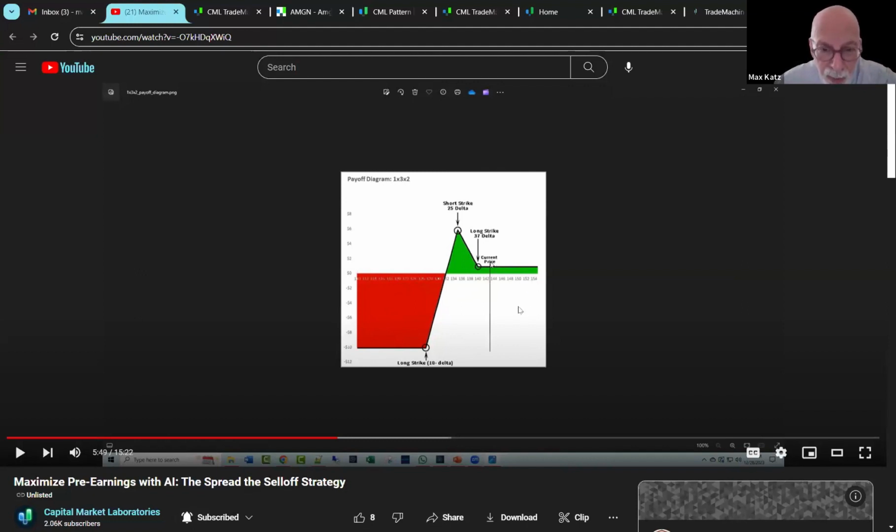Besides putting the trade on for a credit of $1, I don't want the width of my short put spreads to be wider than twice as much as my one long put spread.